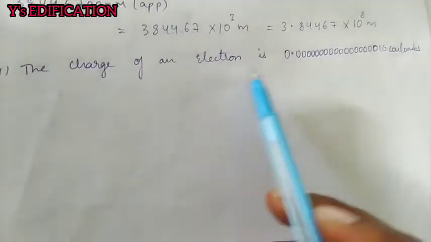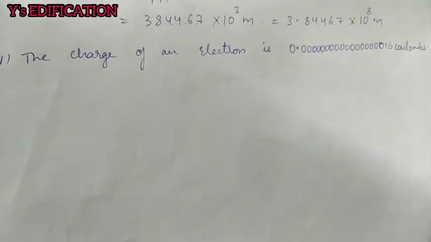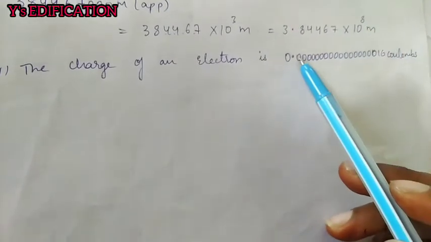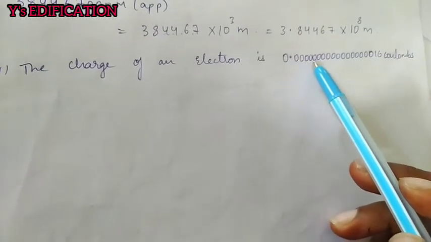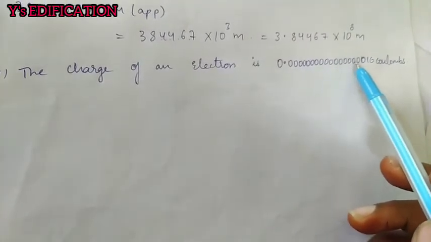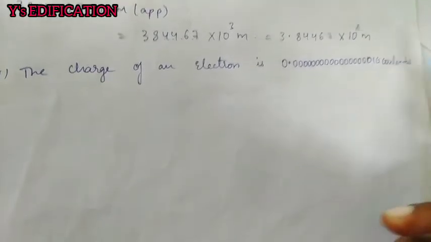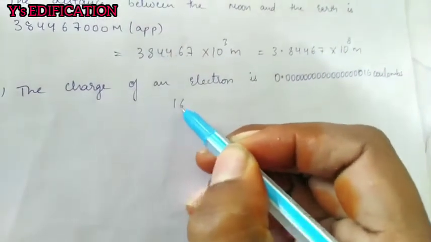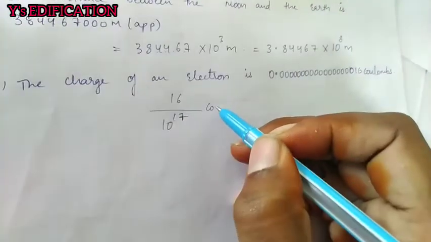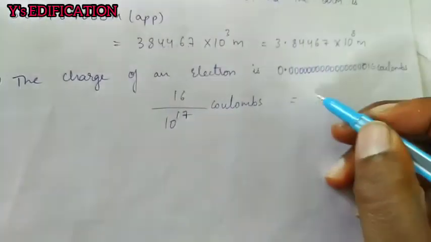Next one. The charge of an electron is this much number, given in coulombs. So first of all count how many digits are there after the decimal. 1, 2, 3, 4, 5, 6, 7, 8, 9, 10, 11, 12, 13, 14, 15, 16, 17. 17 zeros and 1 6. So I will write this as 16 by 10 power 17 coulombs. Okay. So I am going to write this as a small digit.